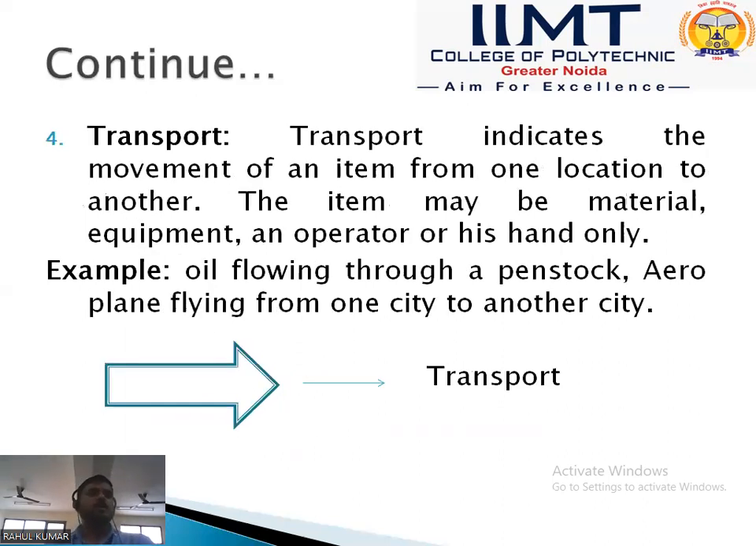Transport. Transport indicates the movement of an item from one location to another location. The item may be material, equipment, an operator, or a hand only. Transport means any item which is moving from one location to another location, which is represented by the arrow. For example, oil flowing through a penstock, or an aeroplane flying from one city to another city.